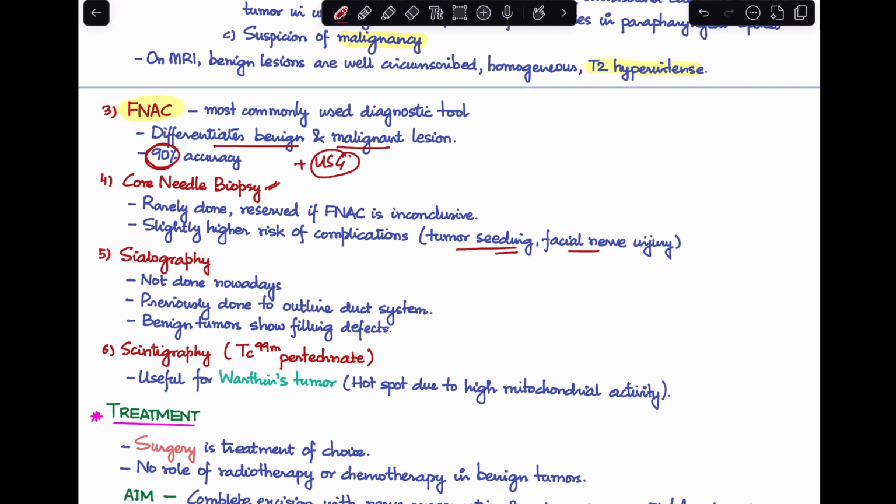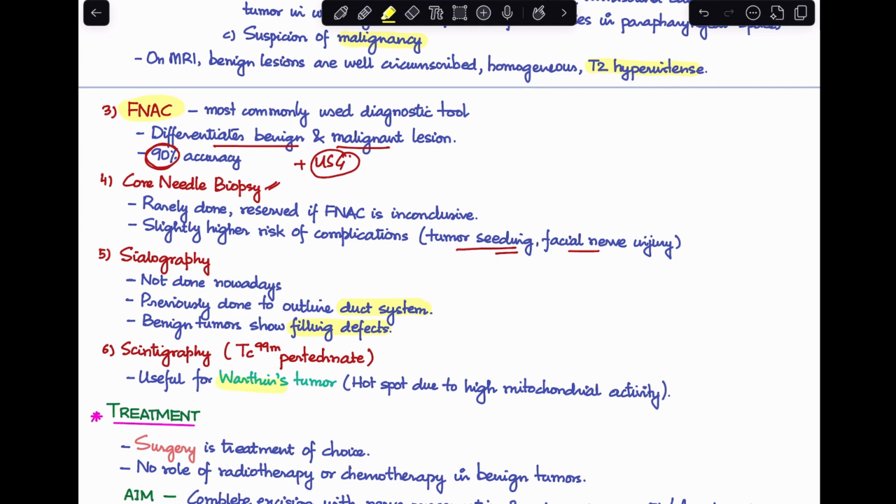Next is sialography. Again, I'm just saying this for you to know what used to be done earlier, but this is not done nowadays. This has been replaced by ultrasound as well as MRI. Earlier, it used to be done to outline the duct system. So, if you did sialography for a benign tumor, you would see some filling defects in the duct system.